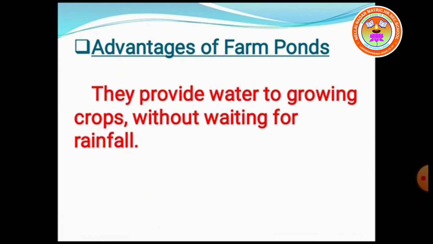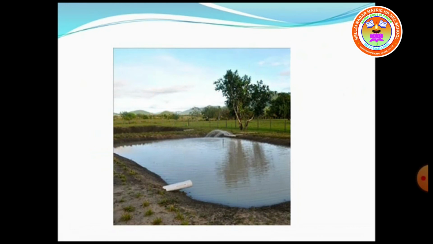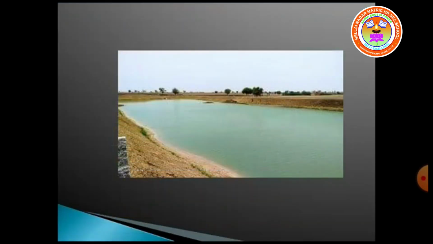Farm ponds provide water for irrigation whenever there is no rain. Sometimes the monsoon does not bring enough rainfall. Scanty rainfall is received in a few places in states like Tamil Nadu. So farmers can construct farm ponds in their field. They can collect the runoff water during the rainfall, and it can be used for agriculture where there is no rainfall.